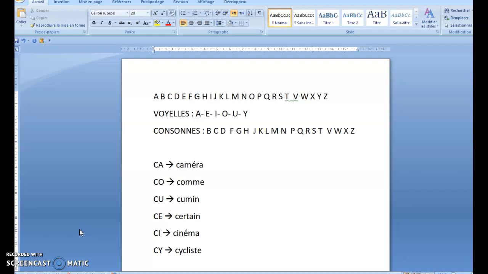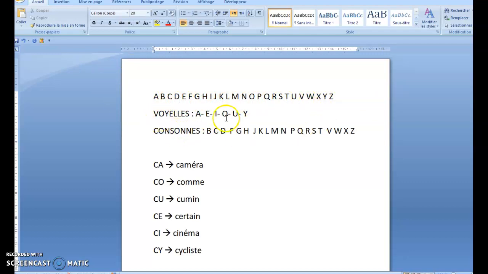So let's get started. A, B, C, D, E, F, G, H, I, J, K, L, M, N, O, P, Q, R, S, T, U, V, W, it means double V, X, Y, Z. So these are the French letters and their pronunciation.